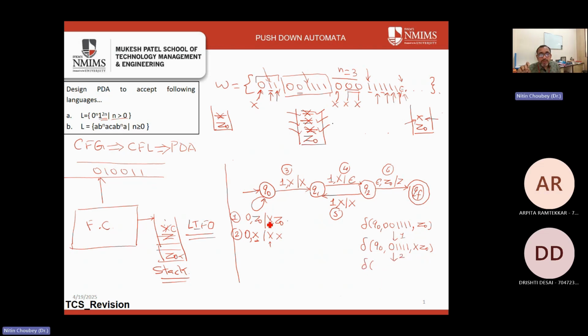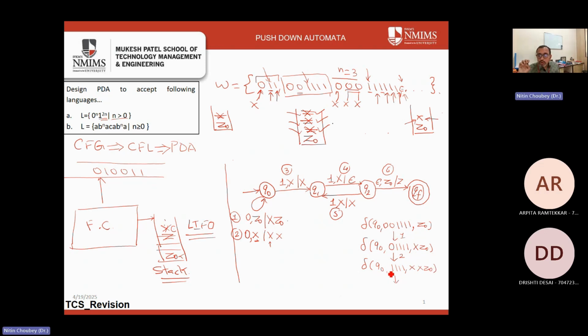Result is what? Q0 to be kept as it is. On the top of this earlier X, we are pushing in another X. So let's say Q0, this 0 got consumed. So 1, 1, 1, 1. We are left with 4 ones only. And on the top of this X, another X has been pushed. So this is your state representation.